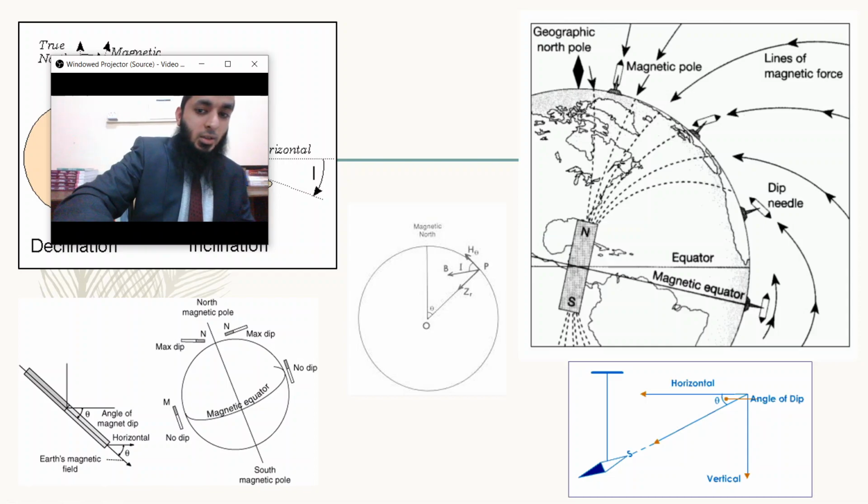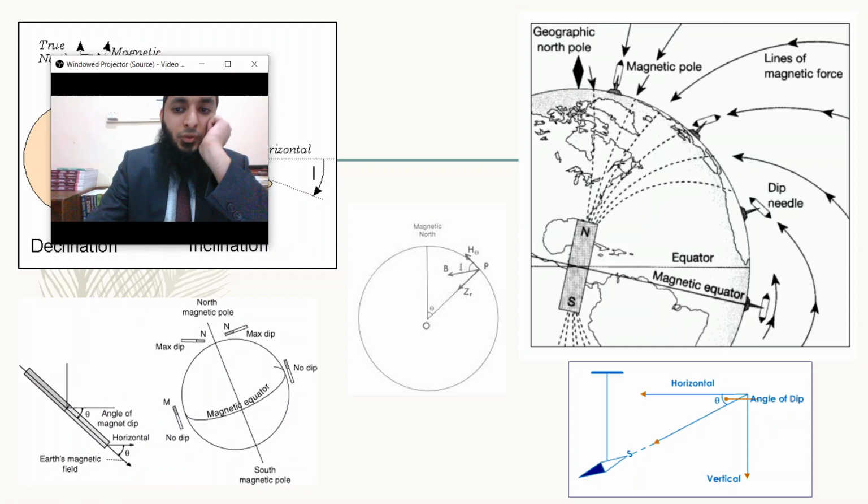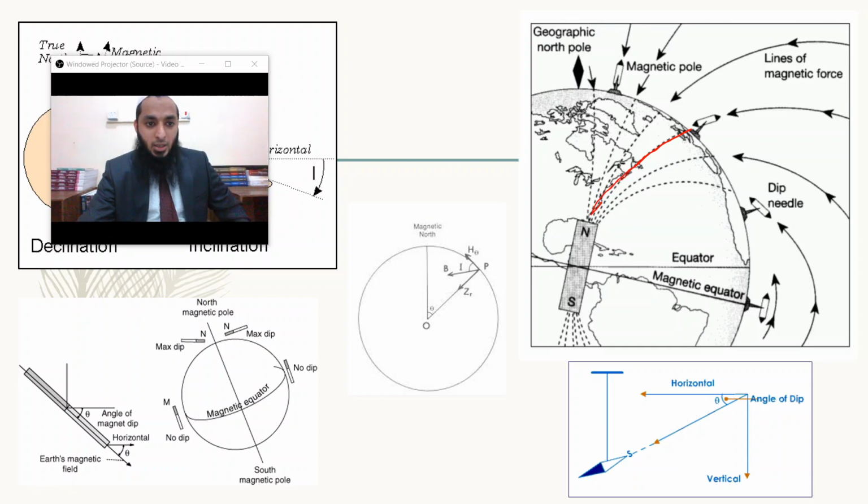So I'll take a laser. Okay. See here. So this is the magnetic field line. Can you see this? This is the magnetic field line. So this is the imaginary magnet inside the Earth. So this is the magnetic field line. So can anyone tell me whether the magnetic field lines will be outward or inward?